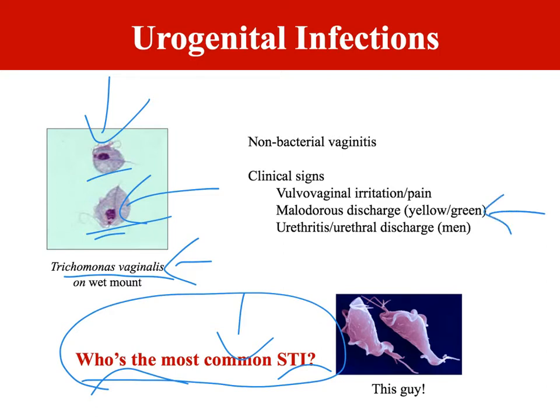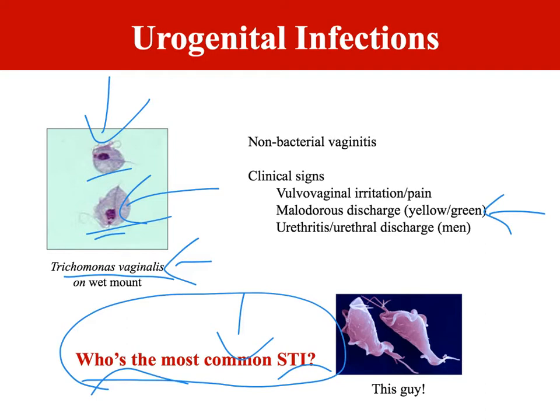It's either yellow or green, and instead of being thin, clear mucus, it'll be much thicker and again have this coloration to it. It's also described as malodorous, so it's not a benign discharge. It does not smell good. It's very clear to the woman suffering from trichomoniasis that something's rather wrong.